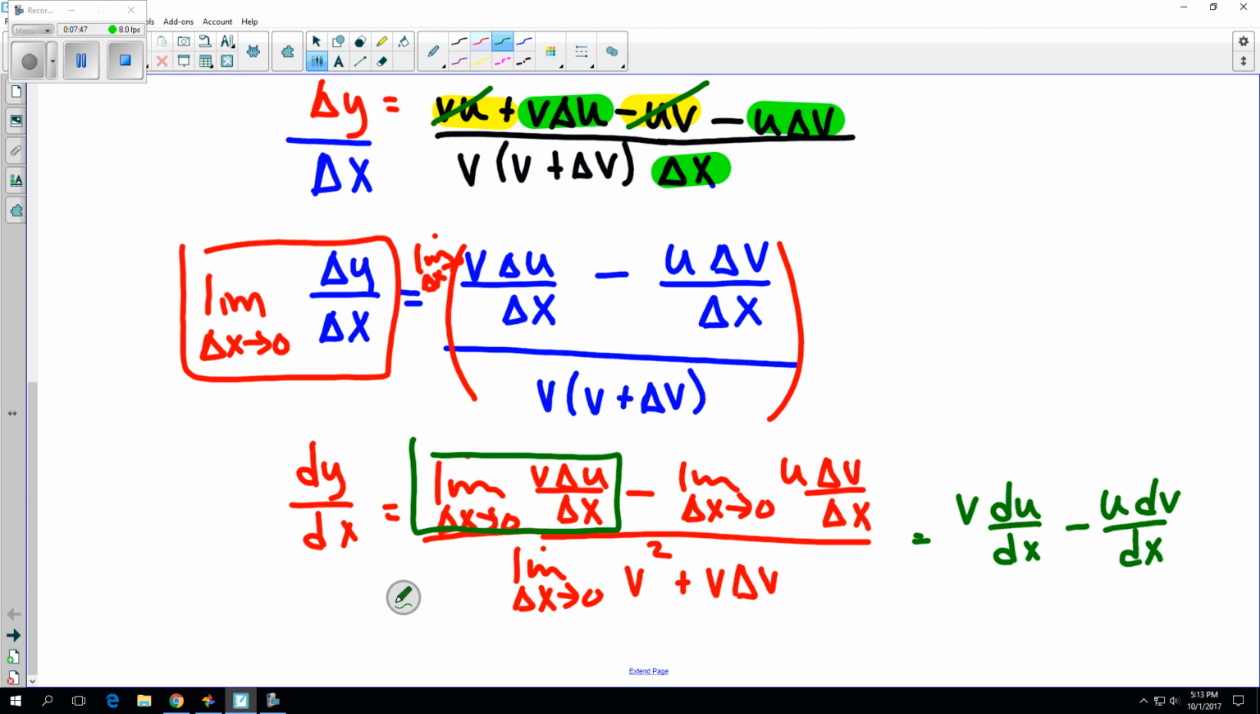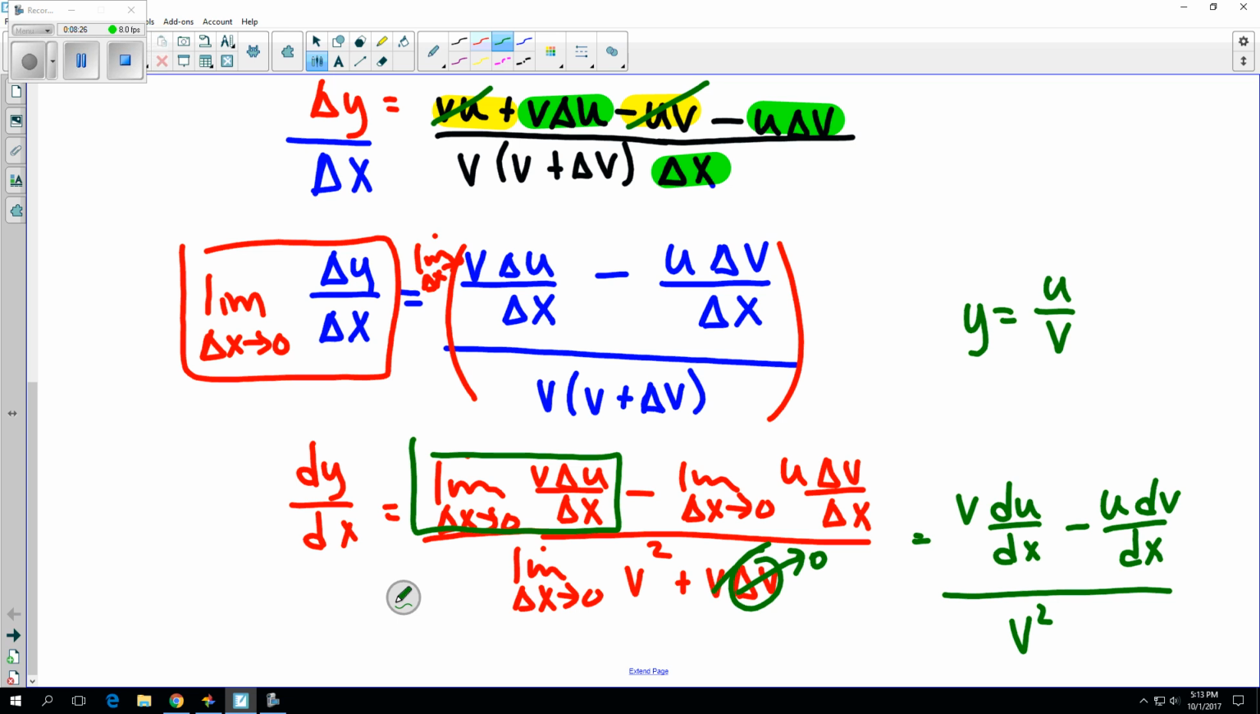Remember, v is in the denominator, u is in the numerator of my original function, u over v, which was my quotient I was trying to take the derivative of. So let me write that up here, which is u over v. This is all divided by v squared, which has no change in x in it. And if I know the change in x is going to 0, this piece is actually going to go to 0. 0 times v is 0. So this is now the derivative of the quotient u over v.